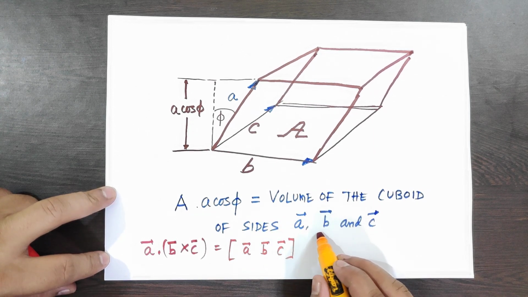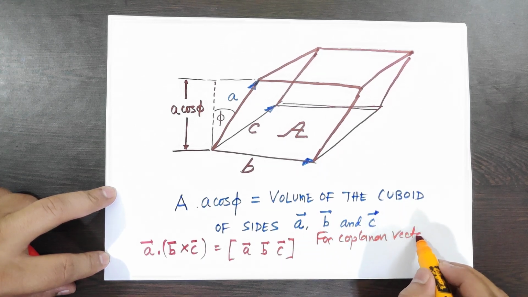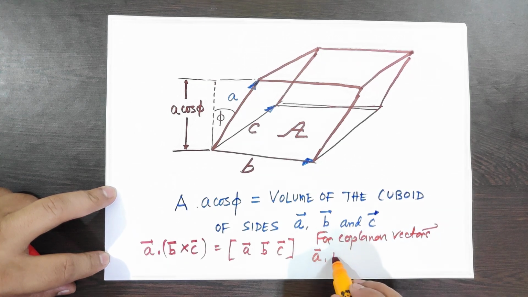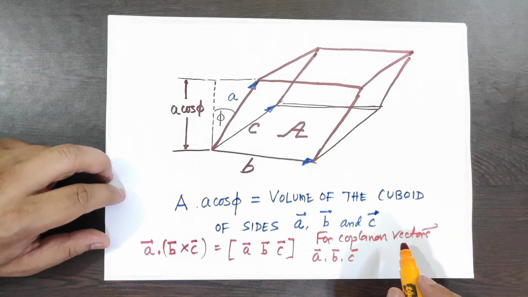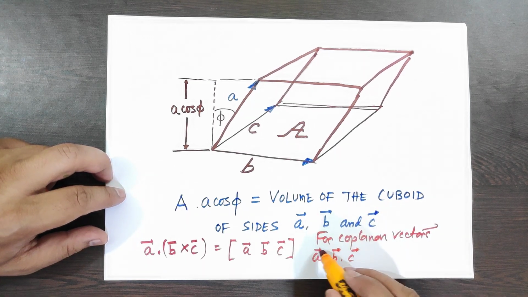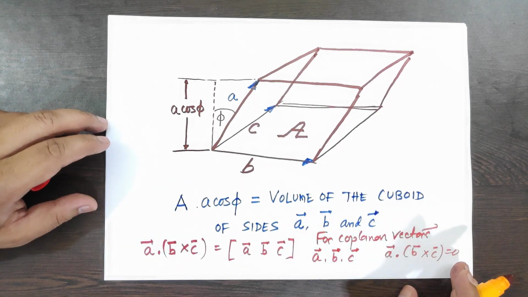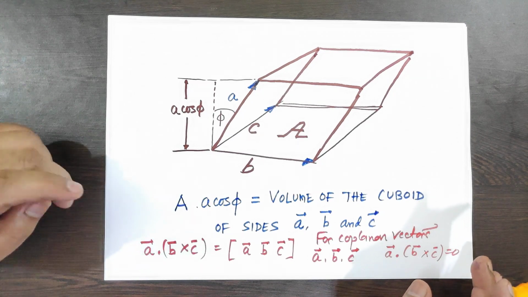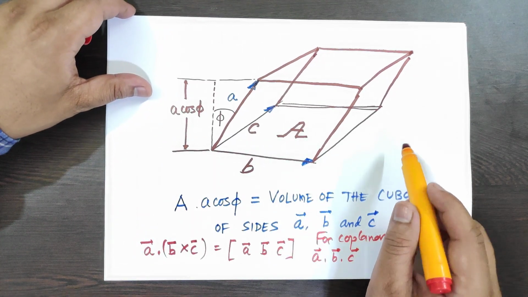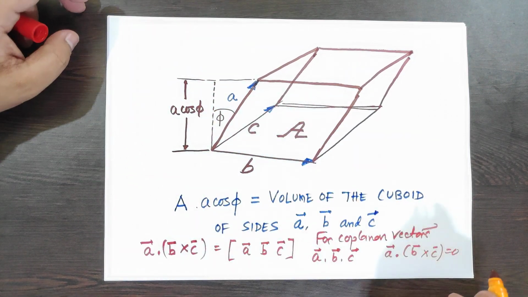Now for coplanar vectors a, b, c, obviously you can check coplanarity of three vectors, right? Their triple product A dot B cross C is equal to 0, or in any way you can write. You can also write B dot C cross A equal to 0, C dot A cross B equal to 0, doesn't matter. That means if all the sides are in the same plane, obviously the volume of the cuboid will be 0.